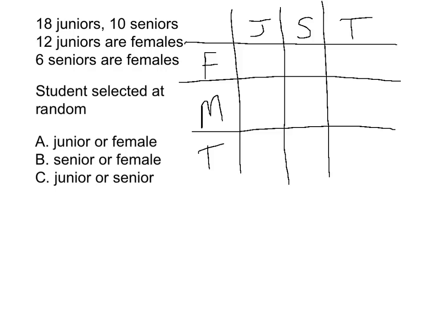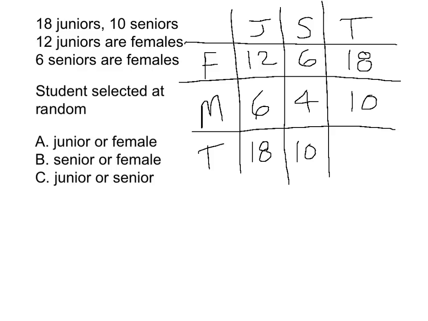Now we have a total of 18 juniors and we have a total of 10 seniors. 12 of the juniors are females, which would leave 6 to be males. 6 of the seniors are females, which would leave 4 to be males. And then we can see these other totals over here. We'd have 18 total females and 10 total males. And either way, we have 28 total people.